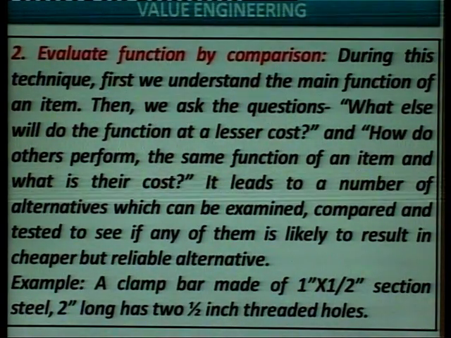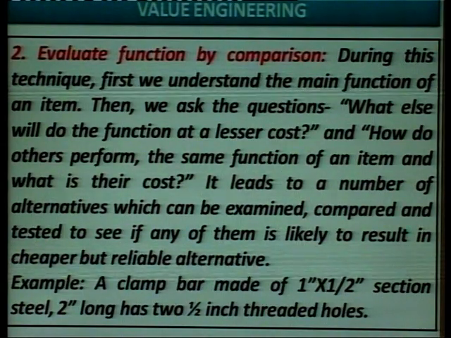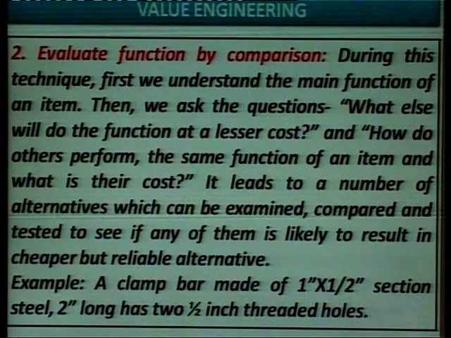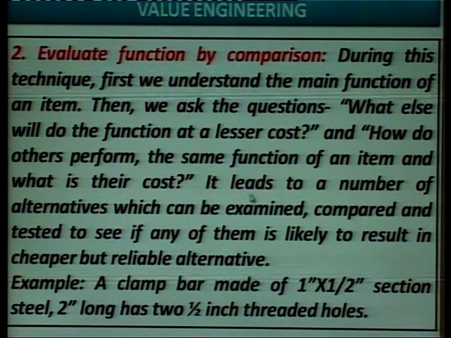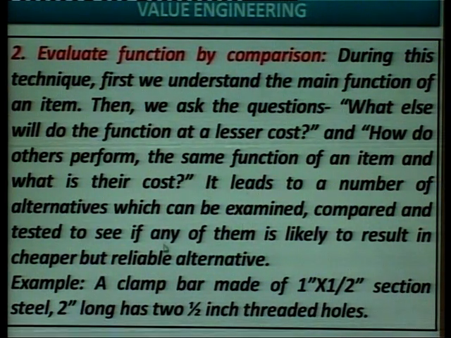Next is evaluate function by comparison. During this technique, first we understand the main function of an item. Then we ask the question, what else will do the function at a lesser cost, and how do others perform the same function of an item, and what is their cost. It leads to a number of alternatives which can be examined, compared and tested to see if any of them is likely to result in cheaper but reliable alternatives.